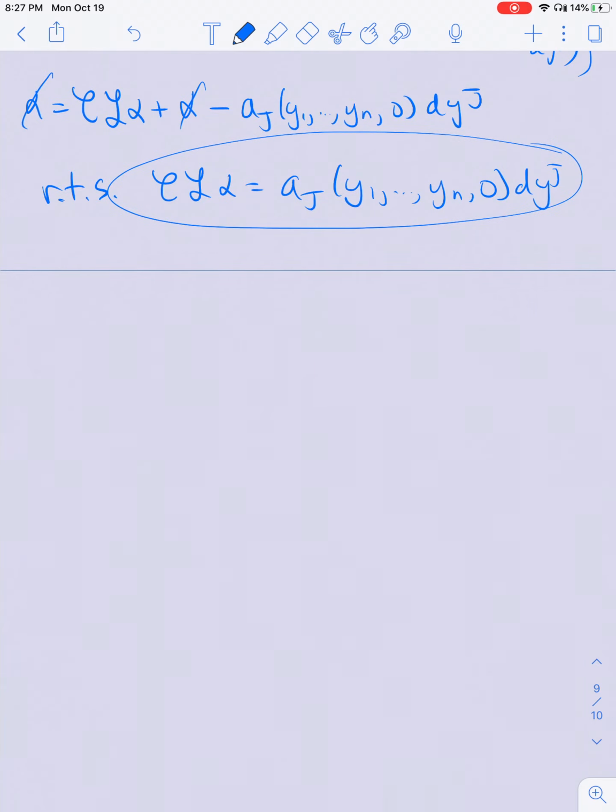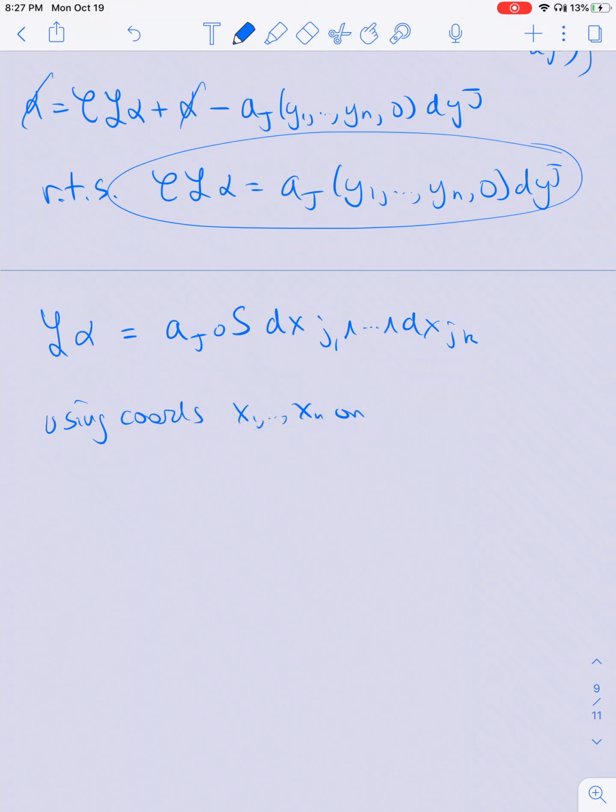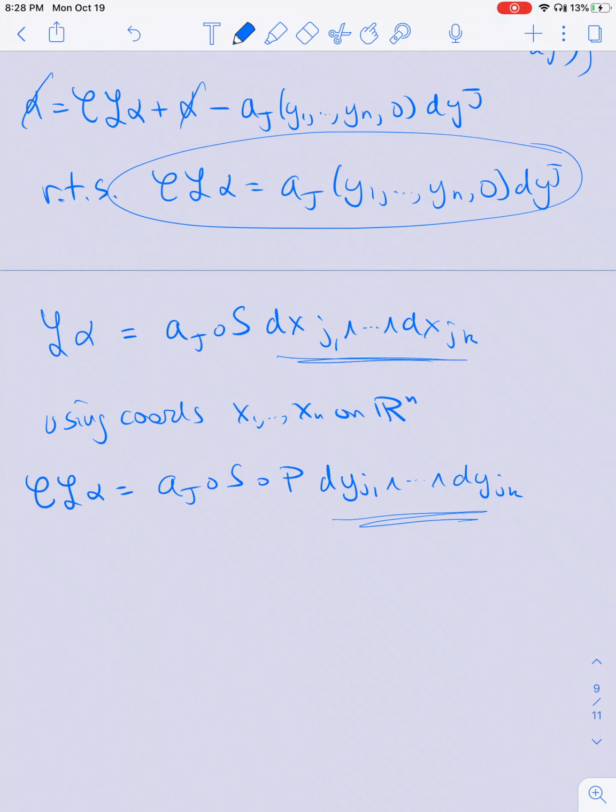Okay, so first let's compute L alpha. This is again a j composed with s times dx j1 wedge all the way out to dx jk, because this is using coordinates x1 through x n on R n, basically because s is the identity on the x coordinates and then adds an extra 0. So then CL alpha is just equal to a j composed with s composed with p, and then now all of these coordinates just get switched back to being y's, because none of them in the first place were the n plus first coordinate. So this composition is the identity whenever there are no dy sub n plus 1s involved.